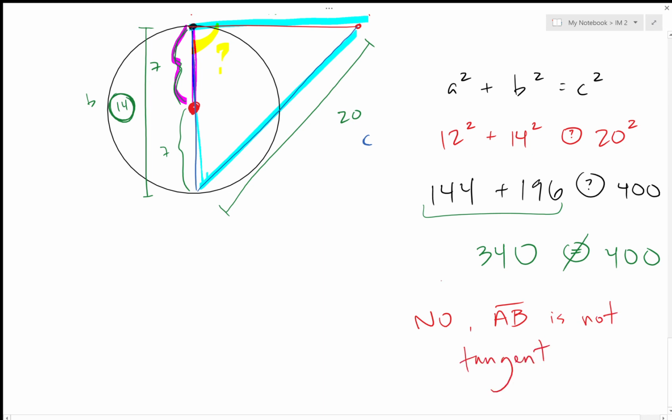All right? So, long story short, use the Pythagorean theorem. If the two sides are equal, yes, it's tangent. If the two sides are not equal, then no, they are not tangent.